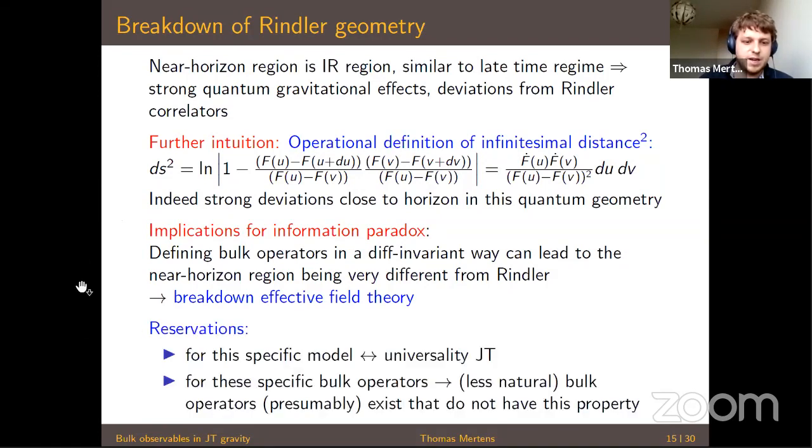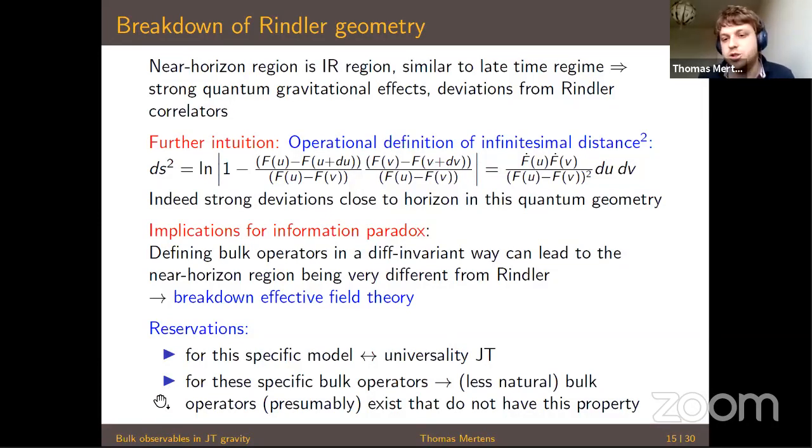Now, I should also immediately mention, of course, the reservations that are present here. So first, it is for this specific model, for the JT gravity model, which is a kind of a special gravity model. On the other hand, I have mentioned at the very beginning that there is some sort of universality for JT gravity. And then secondly, it is for these specific bulk operators that we have constructed using this radar definition. So presumably less natural bulk operators exist that might not have this property.